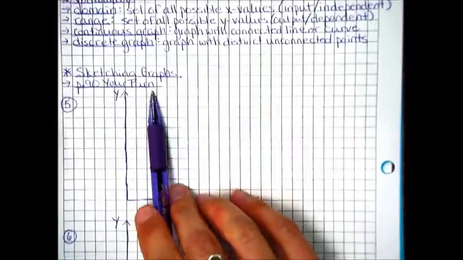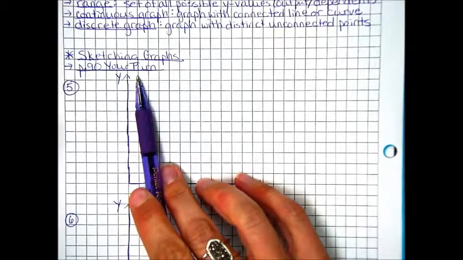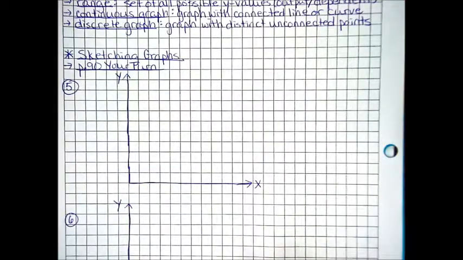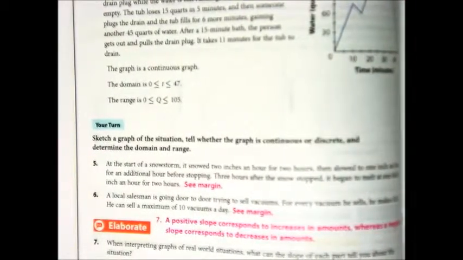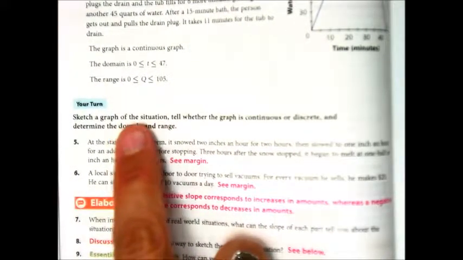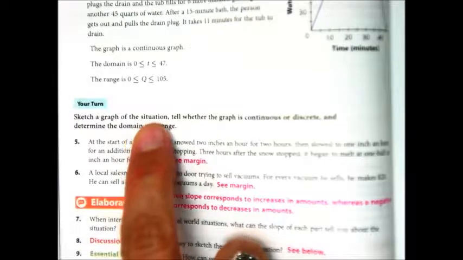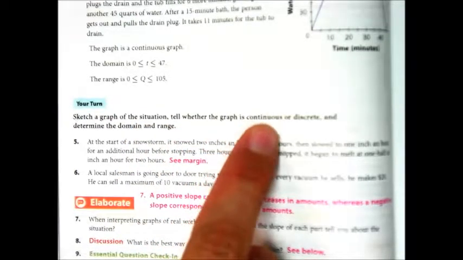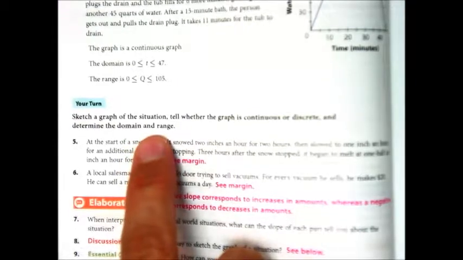So what we're looking at now is sketching some graphs from some examples on page 90 of the textbook in the Your Turn section. And in this section, I'm going to take a look at the directions and make sure that we're very clear about all of the parts of the problem that are being required. So if I look right here in the middle of page 90, the directions for this segment ask us to sketch a graph of the situation. We're also going to be asked to tell whether the graph is continuous or discrete, and then we're going to be asked to determine the domain and range.